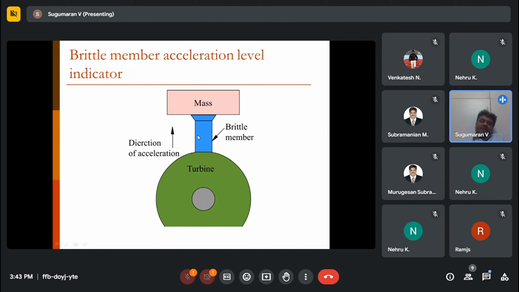Since this is a brittle member, the vibration of the turbine up to a certain extent it will try to withstand. We have designed specifically the dimension and chosen the material of the brittle member such that if the vibration exceeds this particular level of vibration, it will break. Okay, so when turbine vibration exceeds a certain limit, the brittle member breaks and the mass falls. Okay, in the slide, the direction of acceleration is upward. It is not upward, it is sideways.